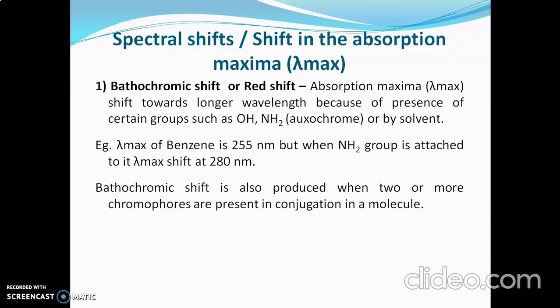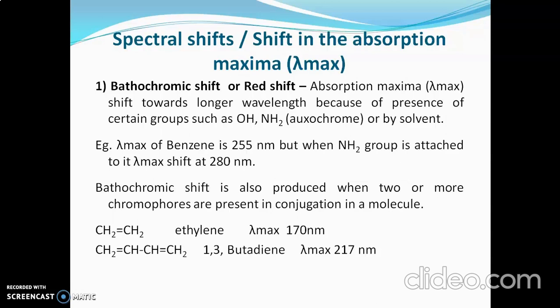Bathochromic shift is also produced when two or more chromophores are present in conjugation in a molecule. For example, ethylene, its lambda max is 170 nanometer. And if we take 1,3-butadiene, where two ethylenes are attached to each other in conjugation, the lambda max is at 217 nanometer. That means for a single chromophore, ethylene, lambda max is at 170 nanometer, but when two ethylenes are attached to each other, the lambda max shifts to 217 nanometer. This is bathochromic shift.